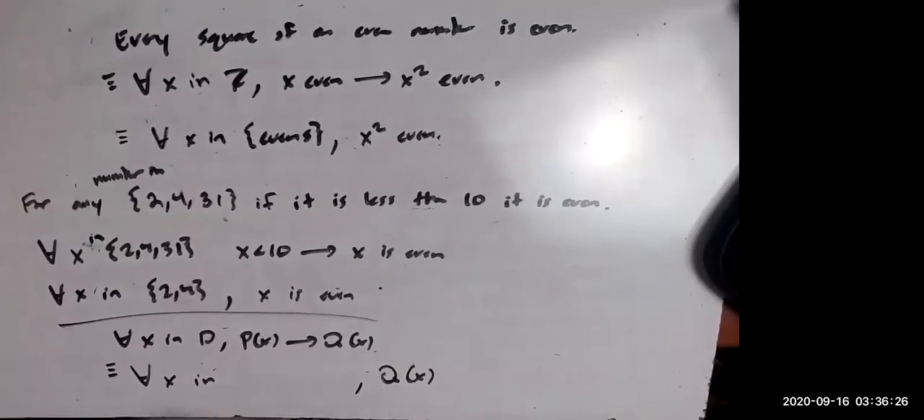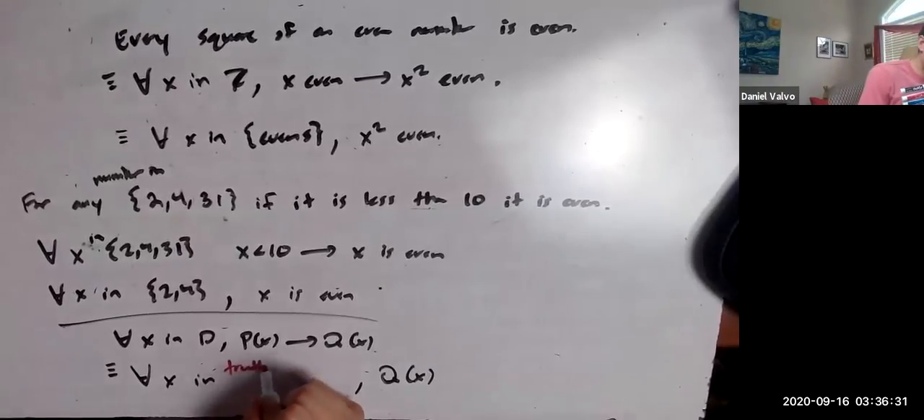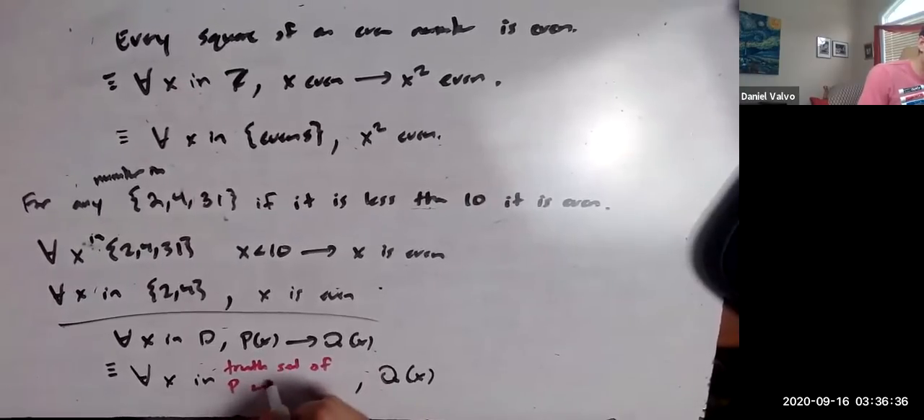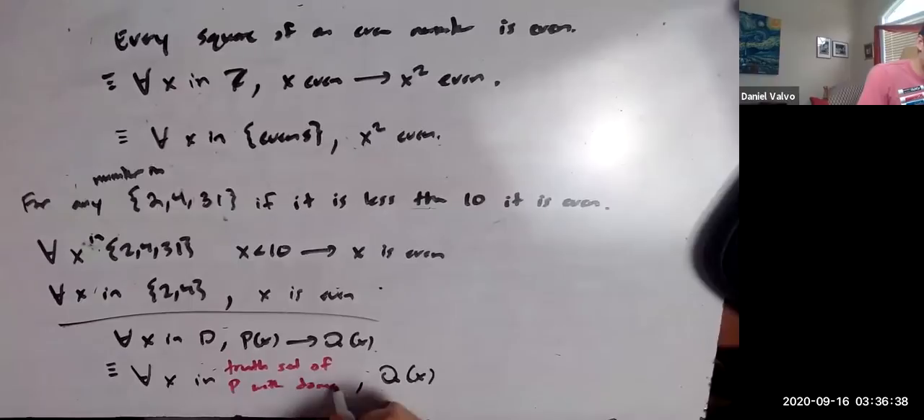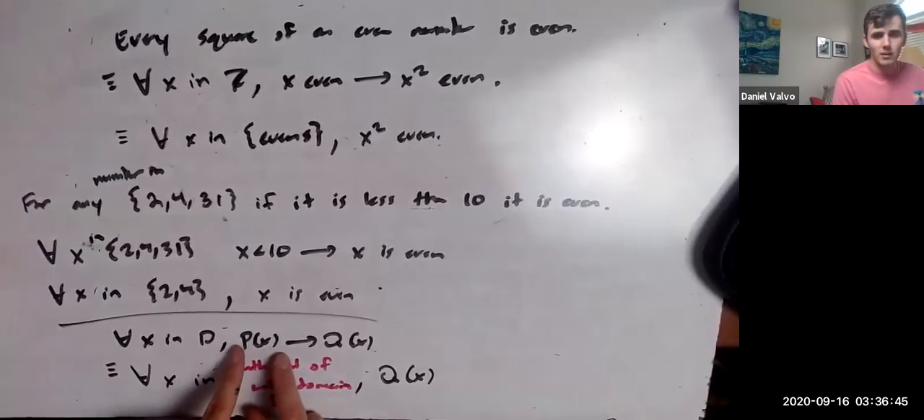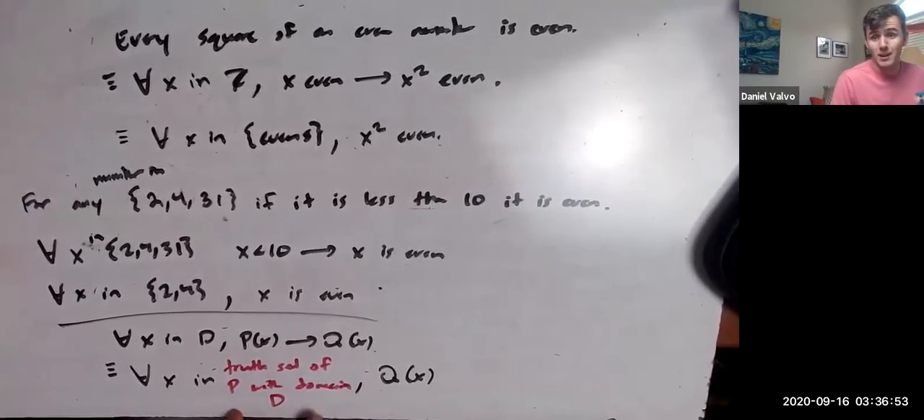Truth set. Truth set. Exactly. For all x in the truth set of P with domain D. So you can always do that. You could just restrict your domain to be the truth set of the predicate, right? And then, well, this is saying that whenever P is true, Q is going to be true. So if you restrict it right away to be the truth set of the predicate, you know it makes it true, so Q of x has to be true. It's kind of skipping a step. The point is, you can always do this before you write conditionals.